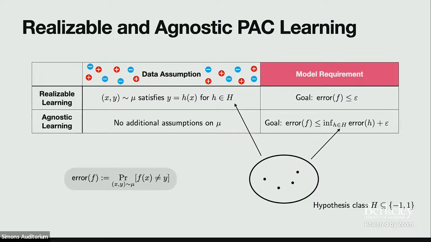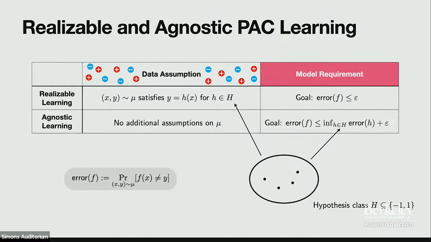Alternatively, agnostic learning doesn't make any assumptions about my data. It says it could be anything, but I'm not going to require you to have really, really good error. I'm only going to require you to have error that's competitive with the best I could do from some constrained hypothesis class.